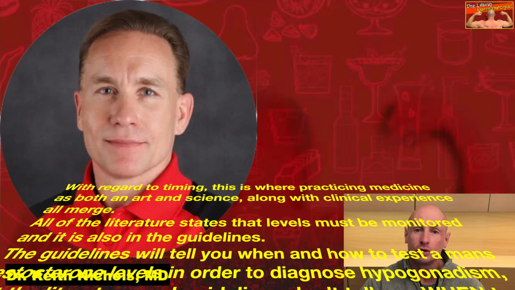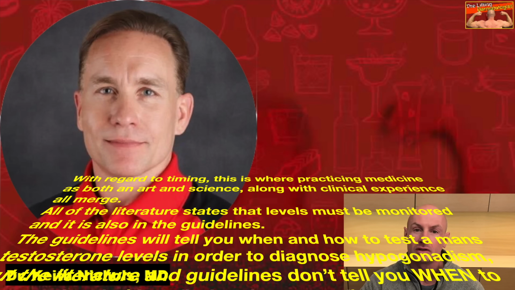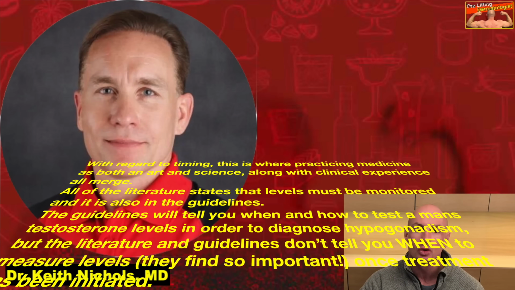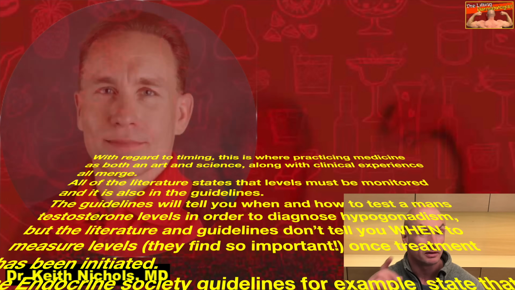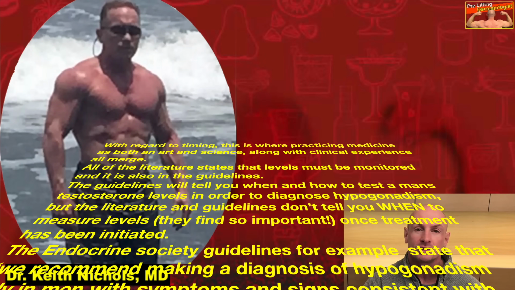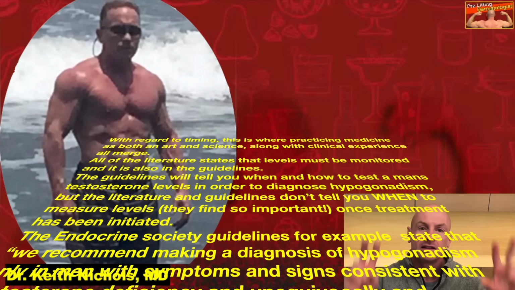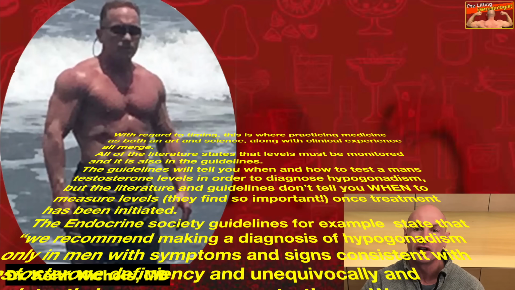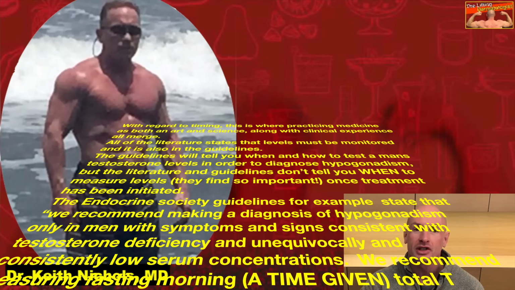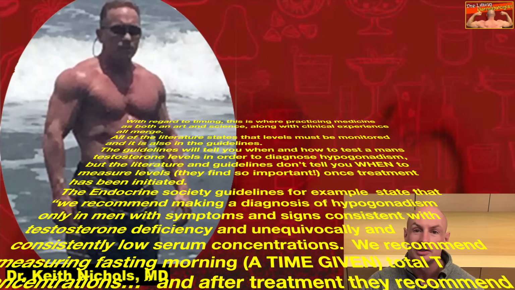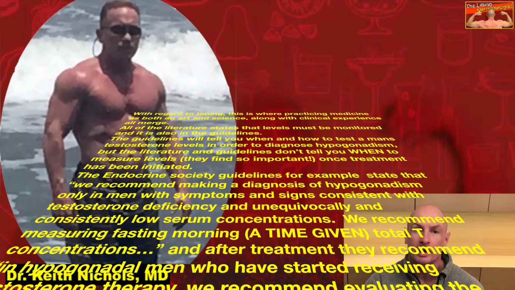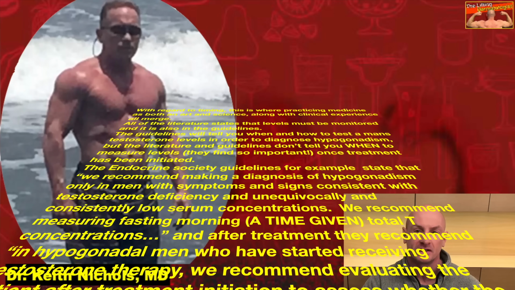The guidelines will tell you when and how to test a man's testosterone levels in order to diagnose hypogonadism, but the literature and guidelines don't tell you when to measure levels they find so important once treatment has been initiated. The Endocrine Society guidelines, for example, state that we recommend making a diagnosis of hypogonadism only in men with symptoms and signs consistent with testosterone deficiency and unequivocally and consistently low serum concentrations. We recommend measuring fasting morning, a time given, total T concentrations.